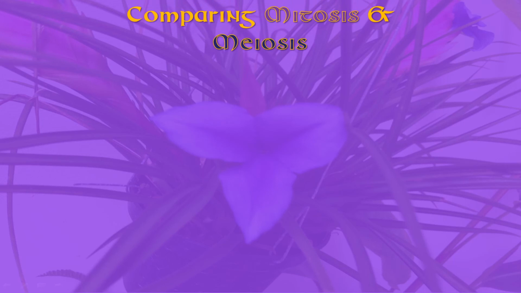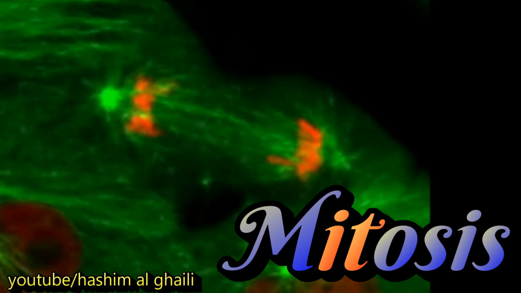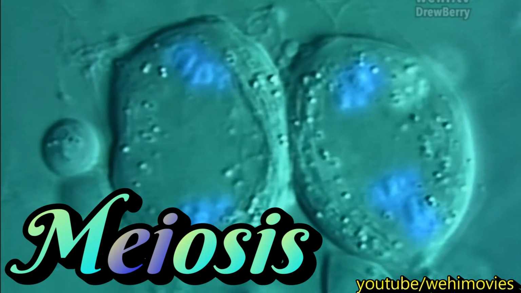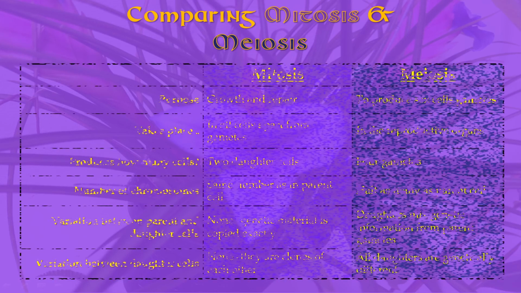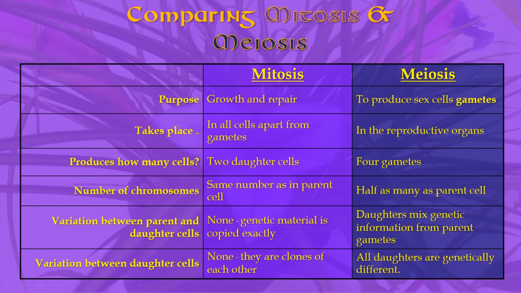We have gone through both processes several times here, but don't worry, you can always watch the video again if you aren't sure. Let's finish off by comparing mitosis and meiosis. The purpose of mitosis is growth and repair. The purpose of meiosis is to produce sex cells.